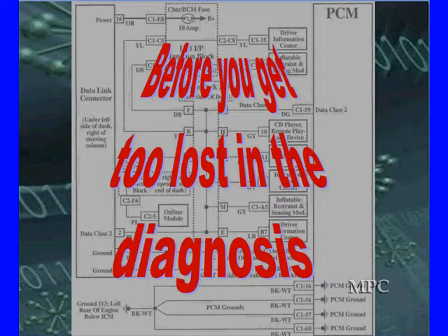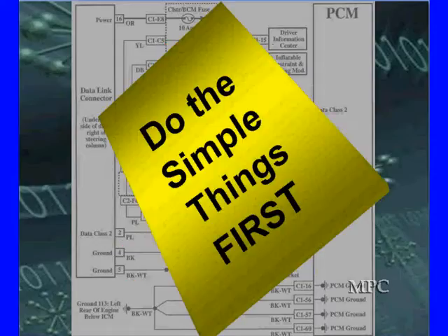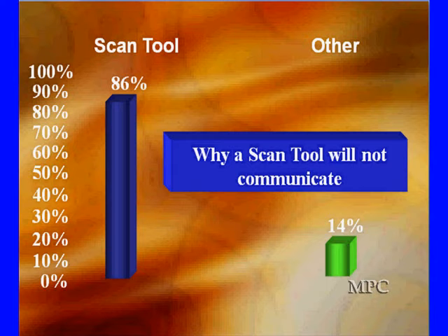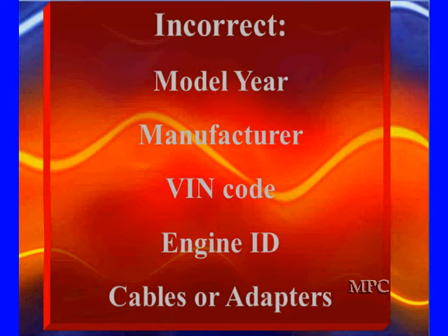So before you get too lost in the diagnosis, and we're going to have diagrams like this you're going to be looking at, we want you to do the simple things first. Don't get too deep in diagnosis and ignore the basics. If your scan tool won't communicate, start off by just trying to decide what's going on. Now, here's some research we did. When they wouldn't communicate, in the vast majority of cases, with a small sample we had, 86% of them were because the guy did something wrong with the scan tool. Only 14% were actually caused by a vehicle problem.